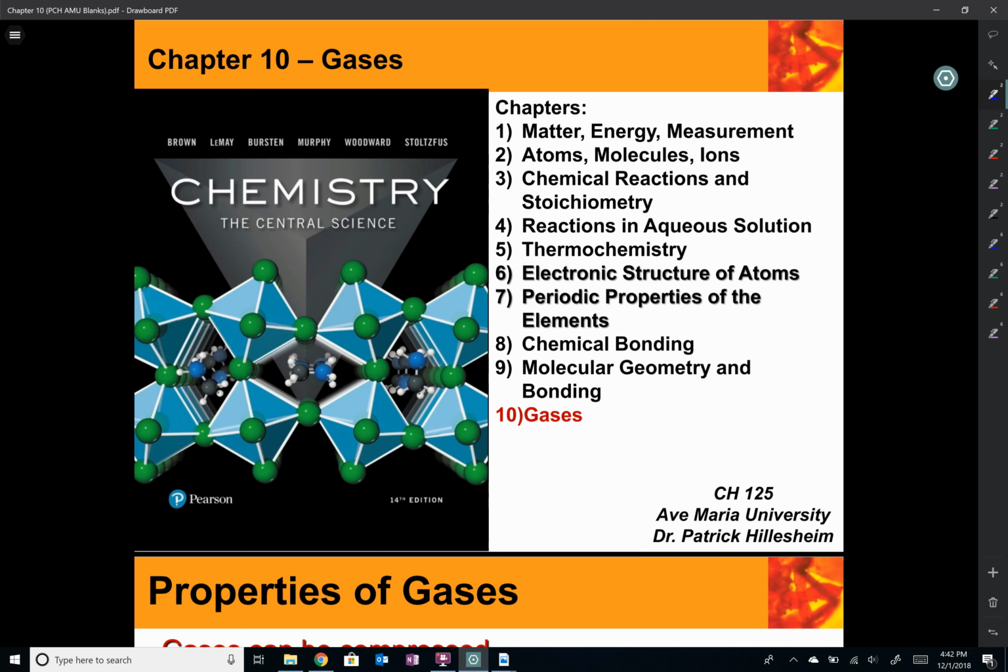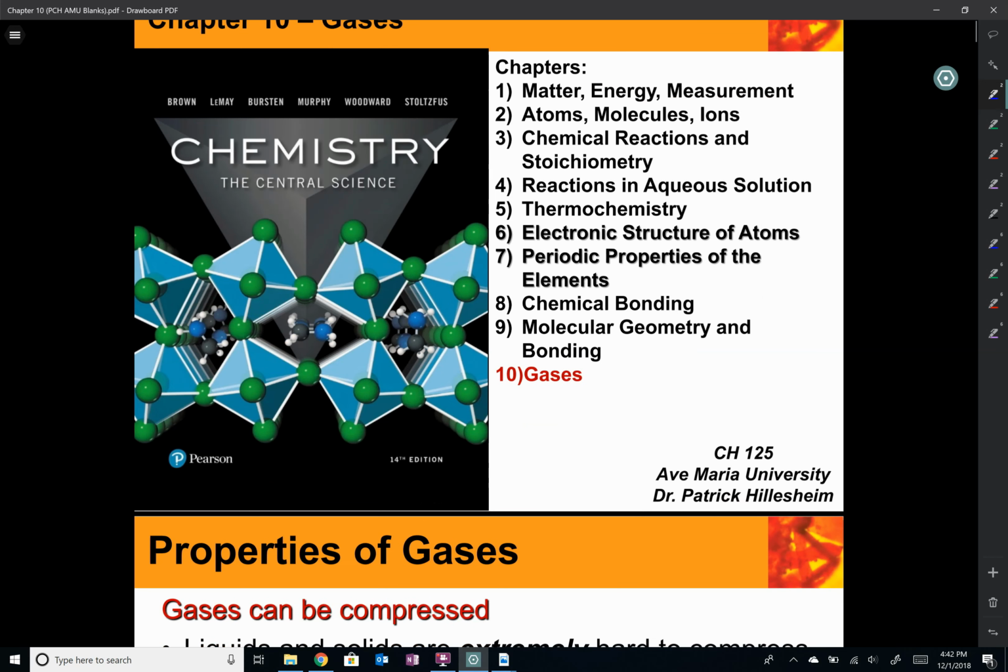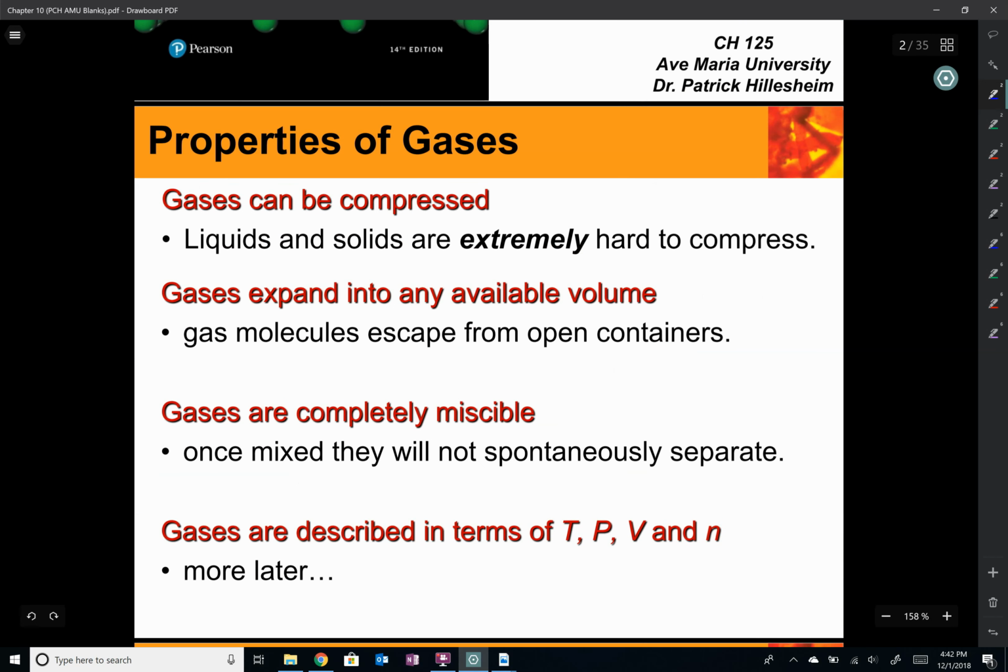Now, Chapter 10, we are going to be talking about the properties of gases, and we're going to talk about one very important equation, which pretty much, for the general chemistry sense, covers everything that we'll need to know about gases. Now, a couple of these things that we already talked about throughout the semester are just kind of reviewed here in the first few slides.